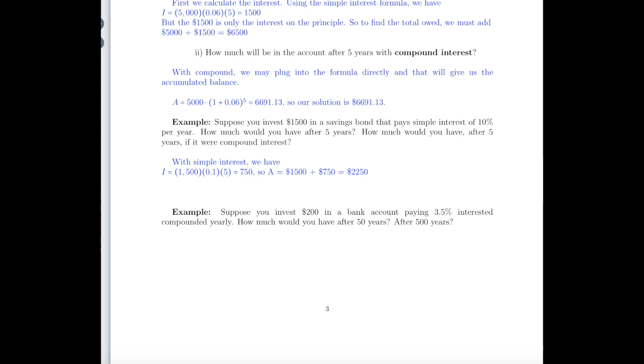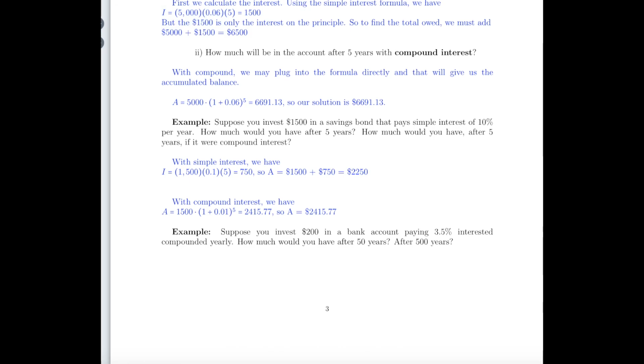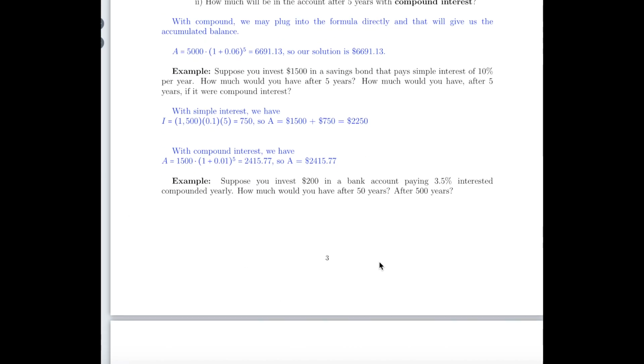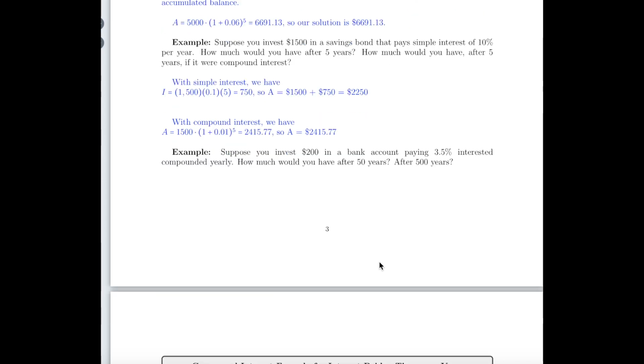With compound interest, however, we plug it into our formula. 1,500 multiplied by 1 plus 0.1 to the 5th power. We get $2,415.77. So our accumulated balance is $2,415.77. Woo. So we get more with compound interest than we did with simple.